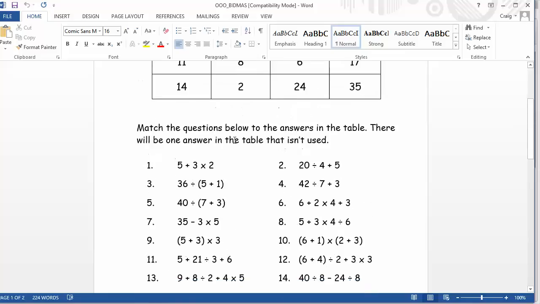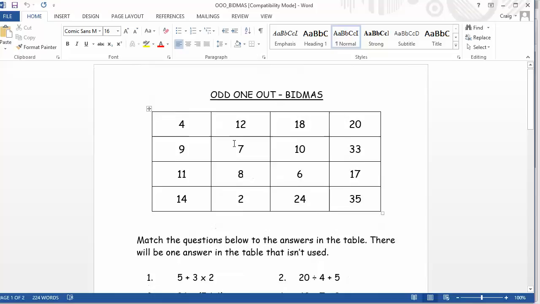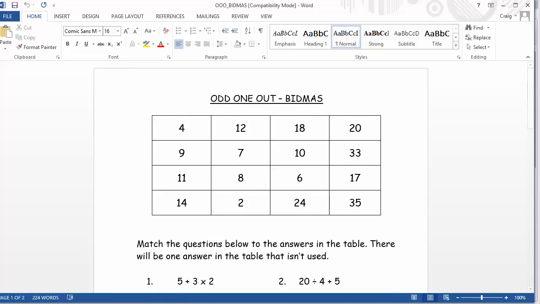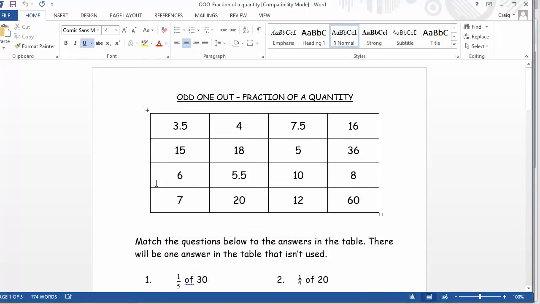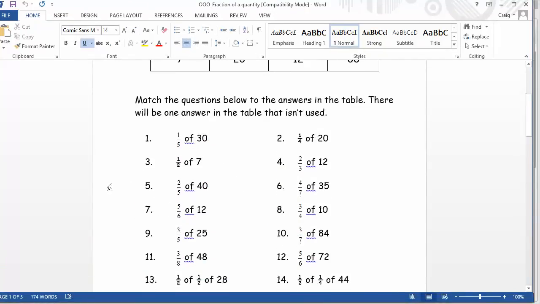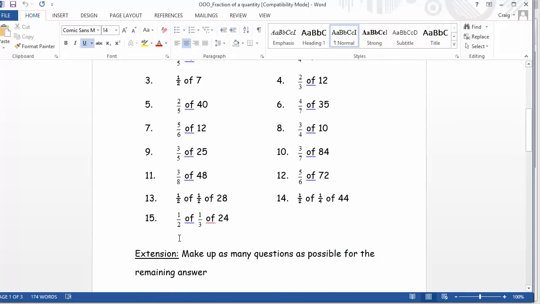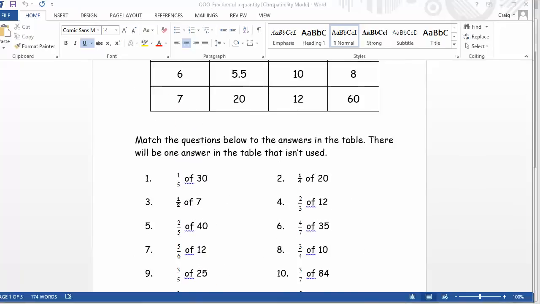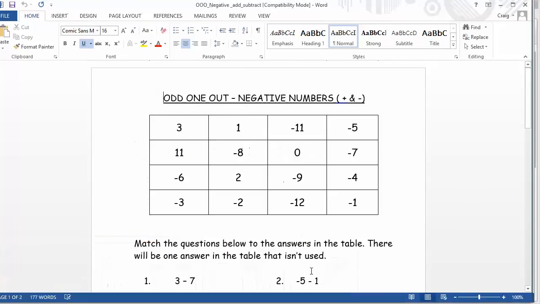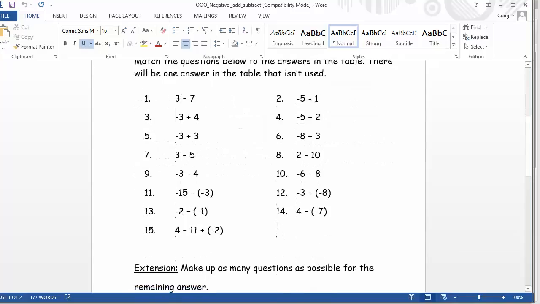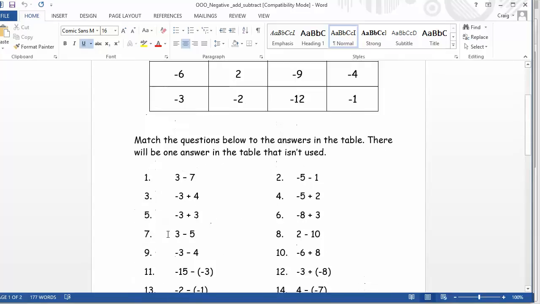So some beautiful questions there, but that would be fine if it was just a one-off for BIDMAS. What makes this absolutely exceptional is that this is for everything as well. So fractions of a quantity: there's one that you could imagine just giving to the kids to practise that key skill. Again, they get a little bit harder, a half of a third of 24, and then again, extension: make up your question for the last remaining one. And then what about this for negative numbers, the classic ones with the double minuses and all that? That's going to get the students really thinking.